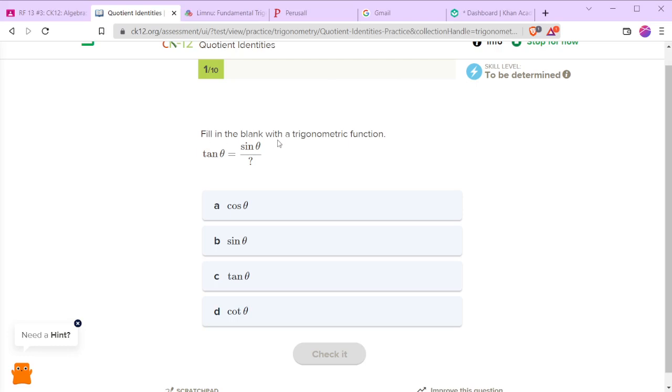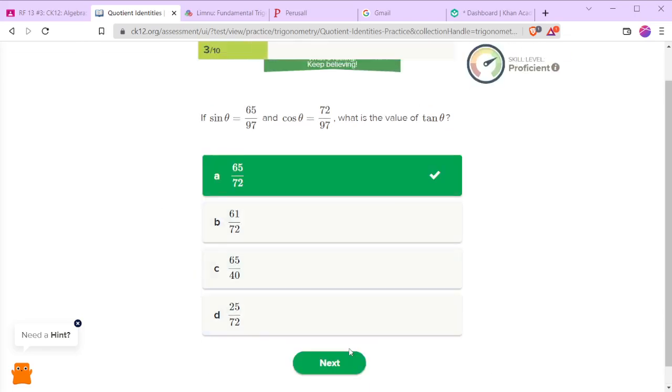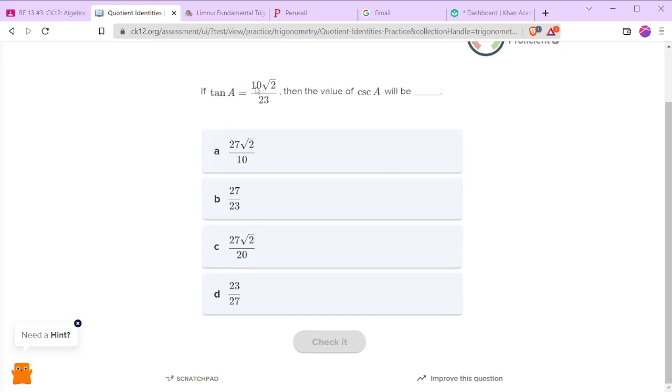Anyway, so if we want to fill in the blank for the trigonometric function, tan is sine over cos. We have sine and cos, so sine over cos would be 65 over 72 for our tan.